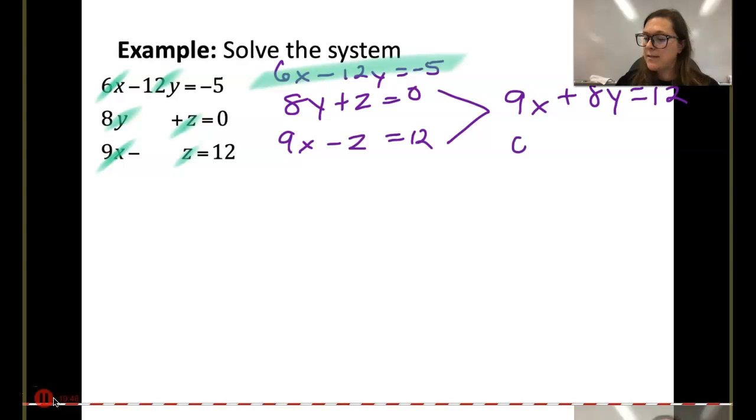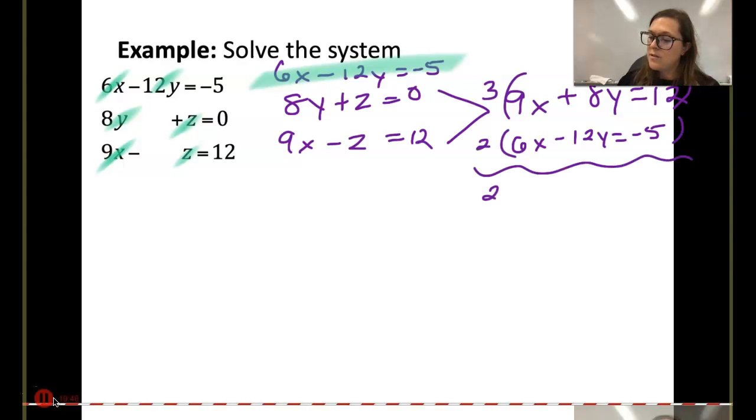Ooh, that's nice. 6x minus 12y is equal to negative 5. This looks like familiar territory. What can I turn 8 and 12 both into? 24. Multiply by a 3, multiply by 2. New equations, 27x plus 24y equals 36. 12x minus 24y is equal to negative 10.